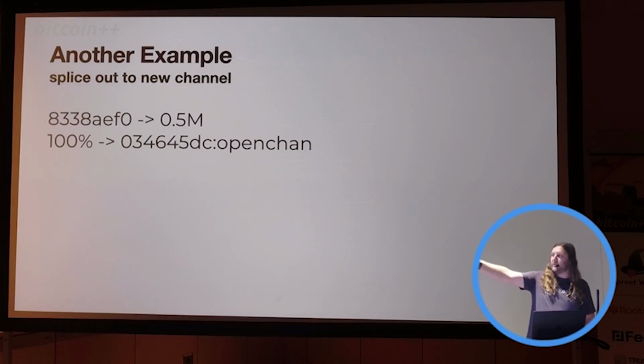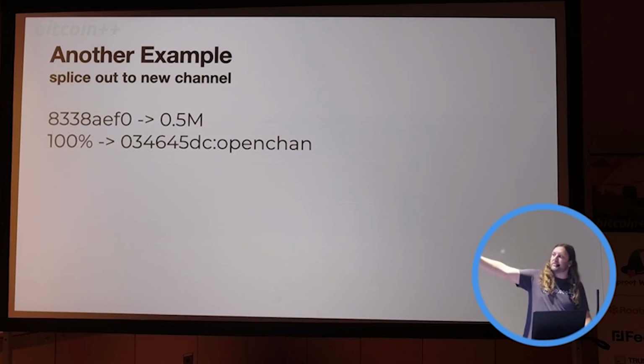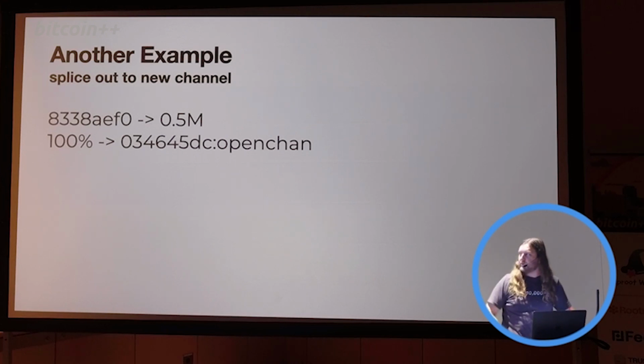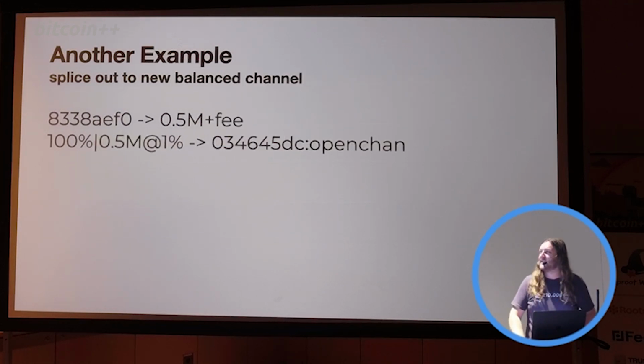In this example, we have a channel already. We take out 500,000 sats, and we dump it all into a new channel with the peer that starts with 0346. Make sense? I'll take silence as a yes. Got one head nod. I'll take it.